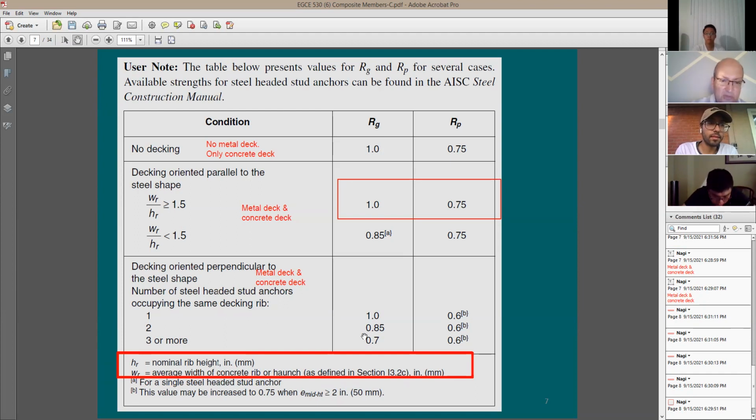So usually we try to make only one stud in a row as much as possible. But at a certain beam size, if the beam is really big and I really need composite action, I need to put a couple of studs in a row. In a case like this, I'm reducing the stud capacity to 85%, so I have a reduction of 15% for each stud.